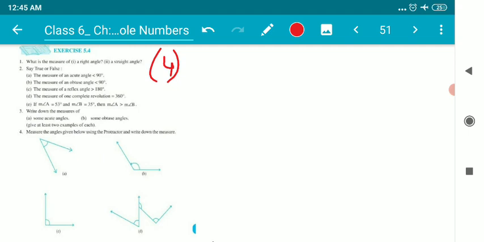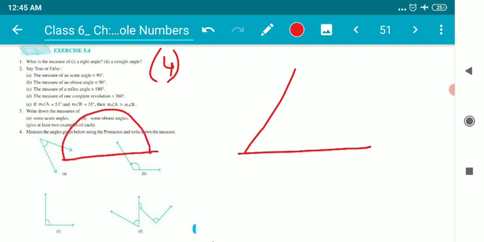We are given some figures and we have to measure the angles below using the protractor and write down the measure. Children, we have to use a protractor over here to measure the angle. So children, before we solve these sums, I want you to understand how to measure an angle using a protractor. Suppose, children, an angle is this one. I have to measure this angle using a protractor. How will I use it?